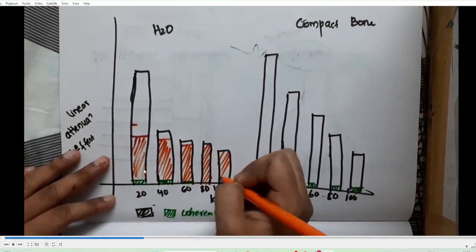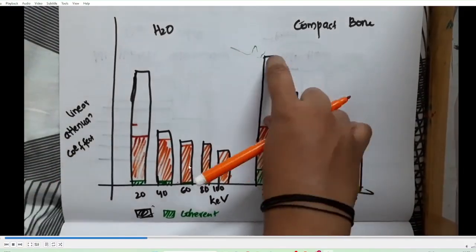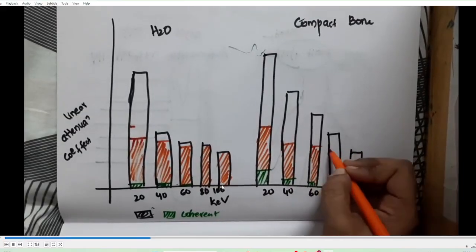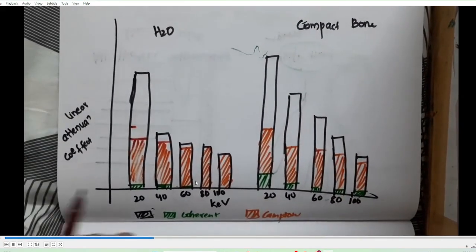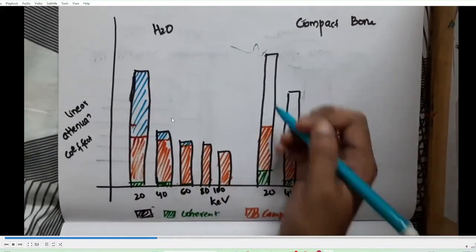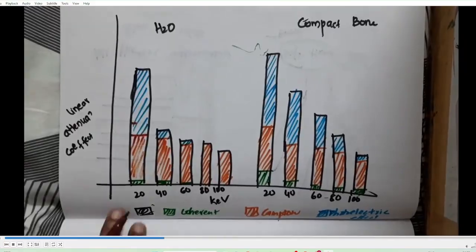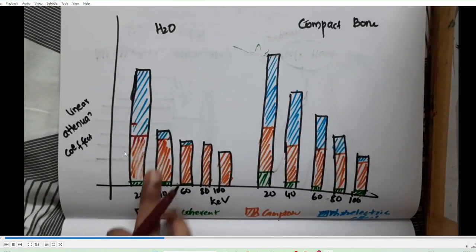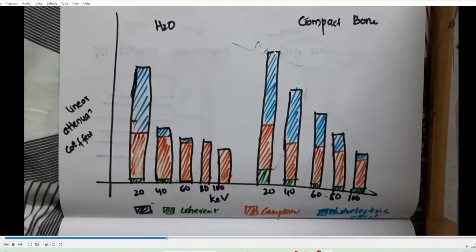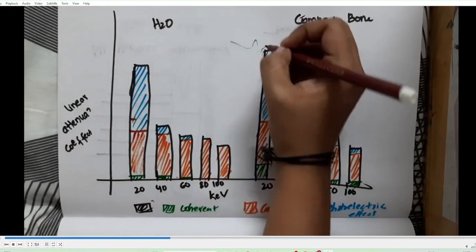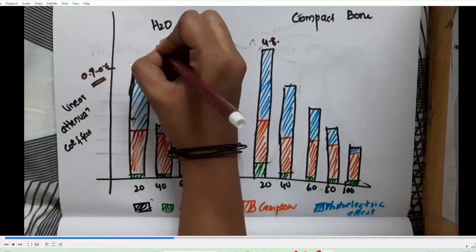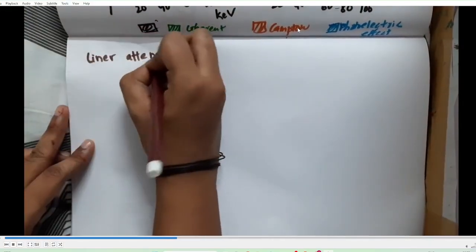So these are the different attenuations: coherent scattering, Compton scattering, and finally the photoelectric effect. So this is Compton scattering, and these blue dashed lines are for the photoelectric effect. Okay, so if you see the linear attenuation coefficient of water at 20 kilo electron volts, it is 0.77 per centimeter, whereas the linear attenuation coefficient of bone at 20 kilo electron volts is 4.8 per centimeter. So this is 0.77 and this is 4.8.